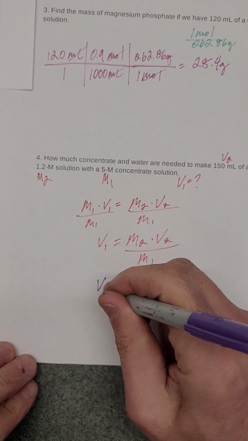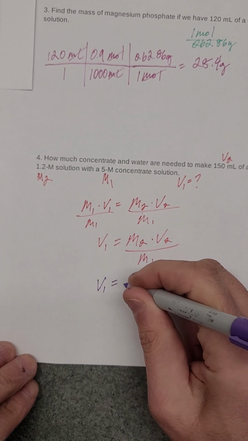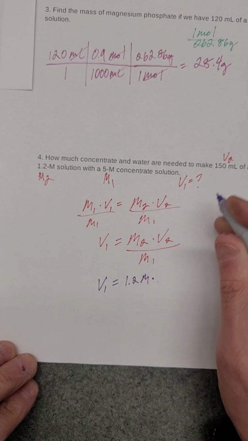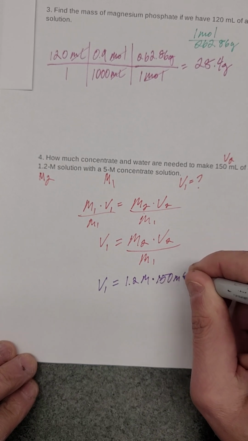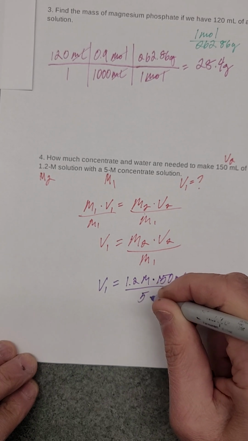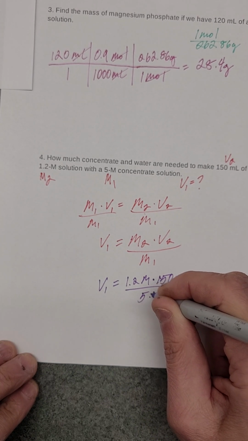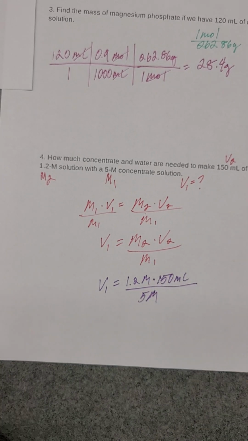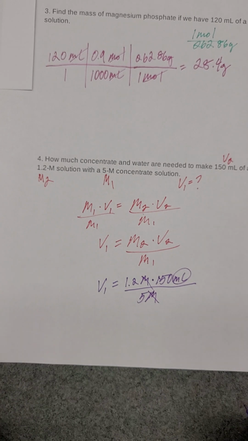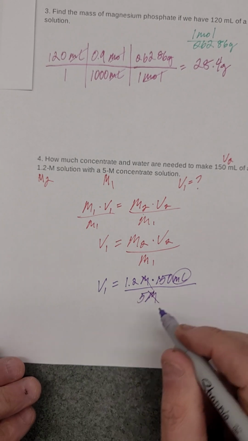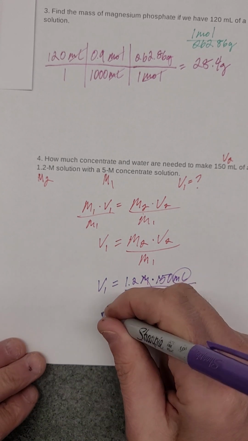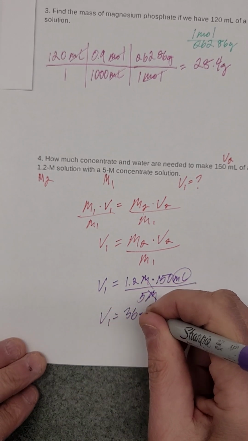So one more time, V1 is equal to molarity of the second. We know it's 1.2 big M. I'm going to multiply that by my volume of 150 milliliters. And then my units are going to cancel out nicely because 5 big M is going to be on the bottom. Why? Because M1 is on the bottom. My M's cancel out. It leaves me in the units of volume, milliliters. Do the math on this, and I get an answer that V1 is equal to 36 milliliters.